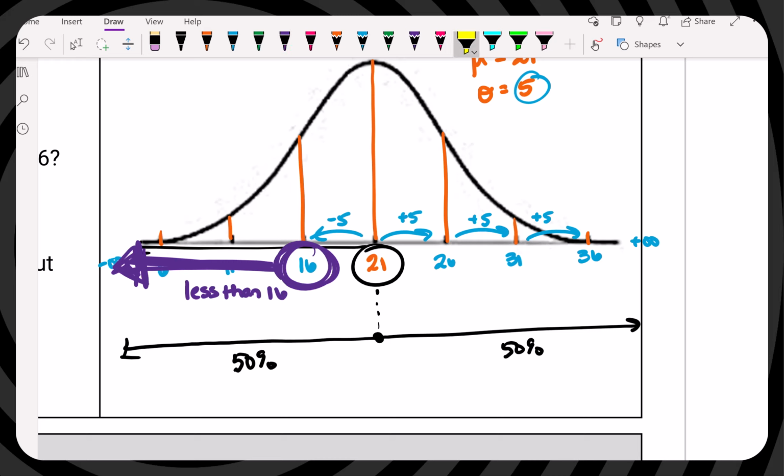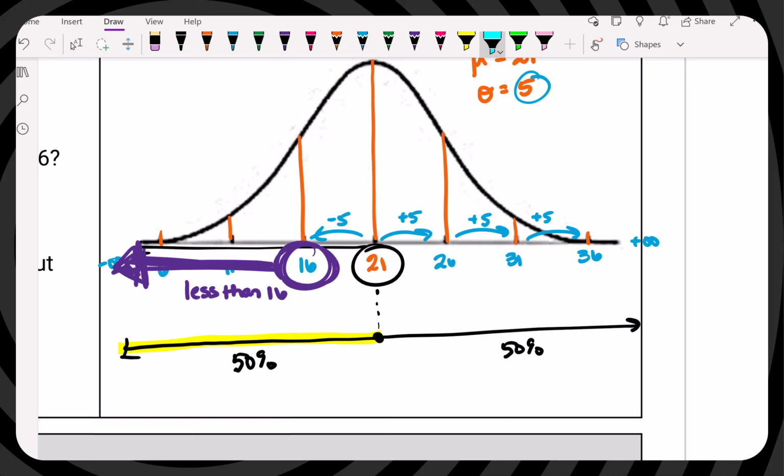I do know that 21 and over to the left is 50%. Okay? But I don't know what 16 to the left is. Okay? So here's what we're going to have to do. We're going to have to use our empirical rule and our knowledge that our normal curve is symmetric. Okay? Now I'm going to highlight this up here, but I don't want you to do it on your paper because I'm about to undo it.